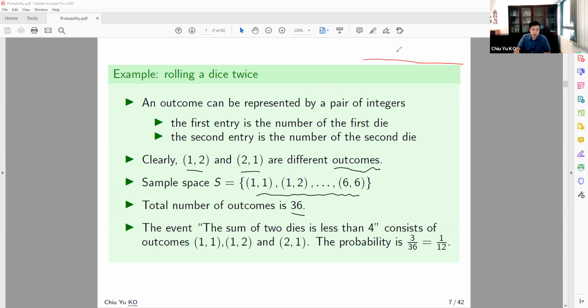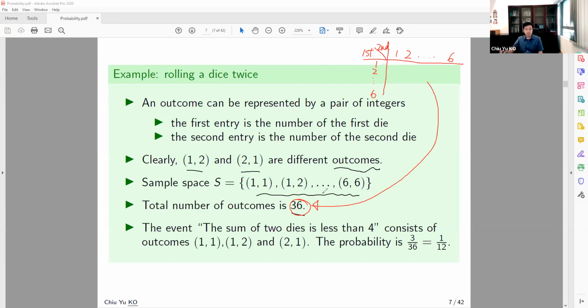So basically you put the first die and the second die, 1 up to 6, 1, 2 up to 6, right? This is 6 times 6, which is 36. Okay, that's how the 36 comes about, by listing all of the outcomes.